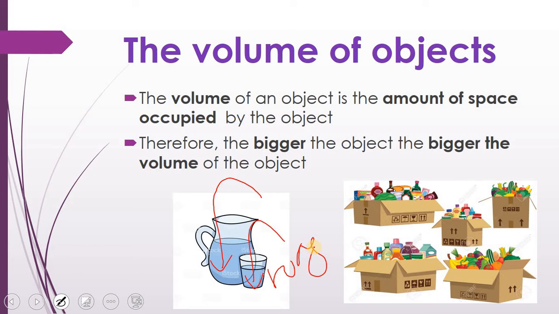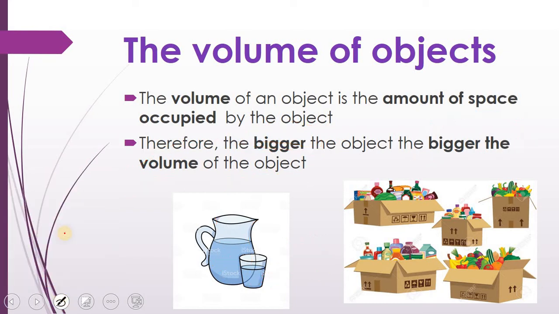Okay, so volume is the amount of space, ruang, occupied by the object. It is a space inside an object. Therefore, the bigger the object, the bigger the volume of the object. The bigger an item is, the bigger its volume, its isi padu. So, this follows logic.